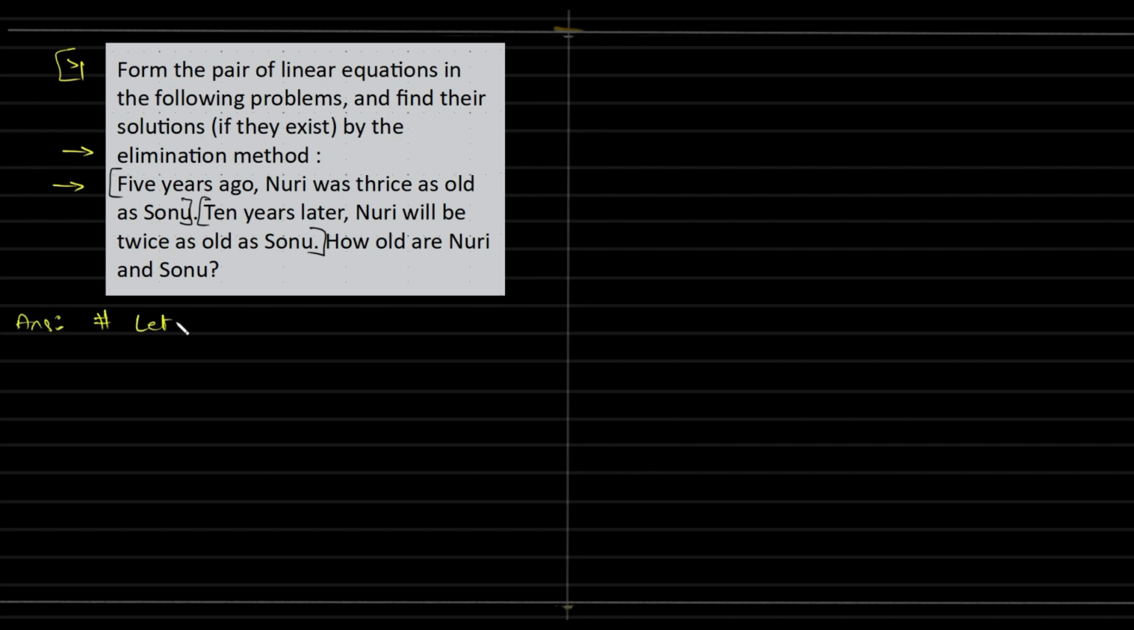So we have to begin with talking about what it is that we are finding. Let x and y be the present age of Neeru and Sonu respectively. The next thing which we'll do is a diagram.